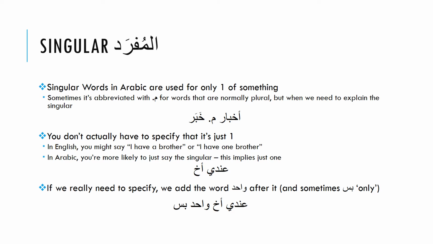So you might see a vocab list that has something like akhbar, a word we know, which means news, more than one piece of news, and the singular will be khabar, a single piece of news. Now in Arabic, unlike English, we don't really have to specify that something is just one of something. In English, you might say, I have a brother, or I have one brother, in order to express that you really just have one single brother. In Arabic, you're normally just going to say the singular. This implies one and only one. So if you say, Andi akh, it just implies that you have one akh, and not several brothers.